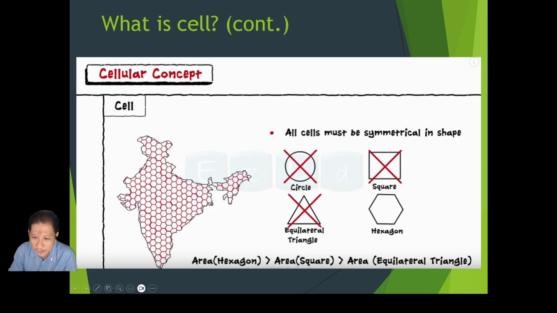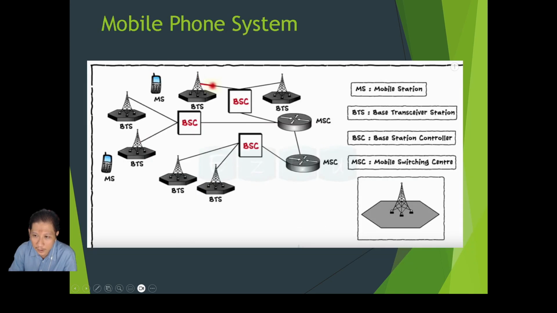Okay doctor. This one is the short form: mobile station, MS. BTS is base transceiver station. BSC is base station controller. It controls the base transceiver station. And then we have the mobile switching center. The handshake or handoff procedure depends on the mobile switching center.